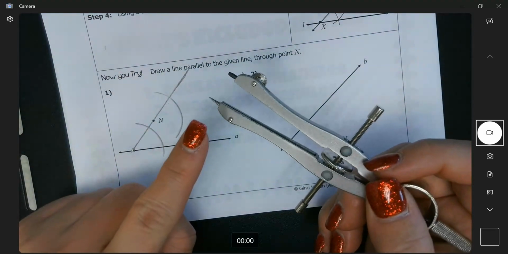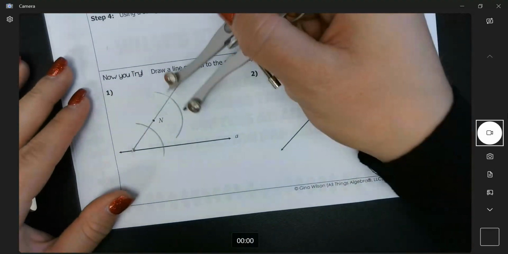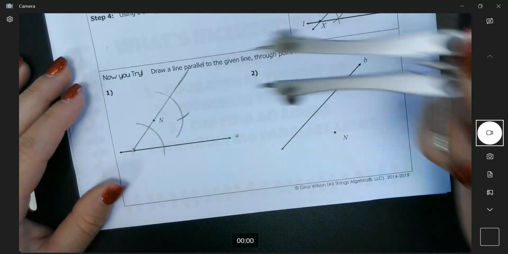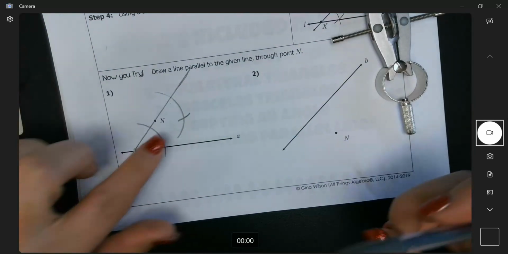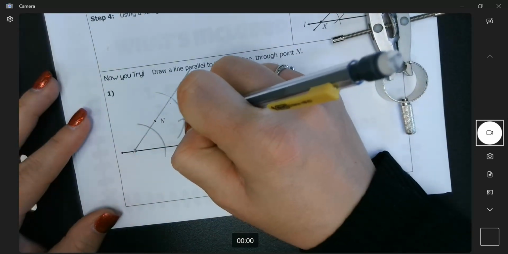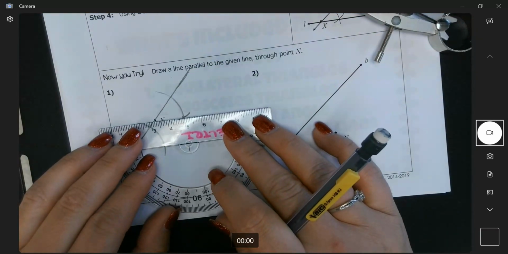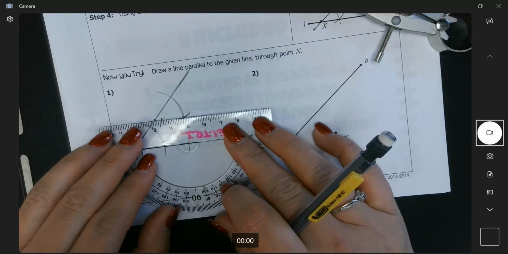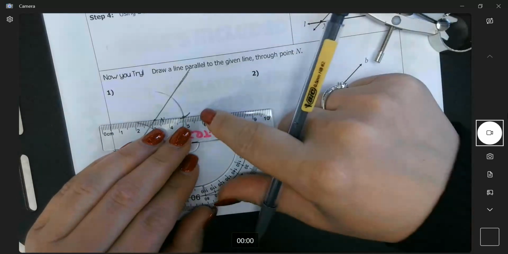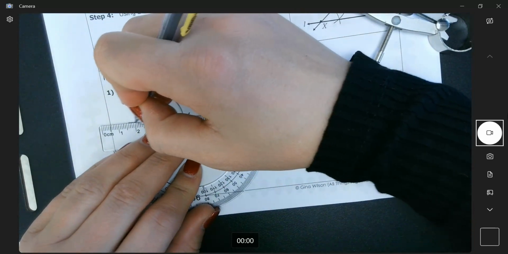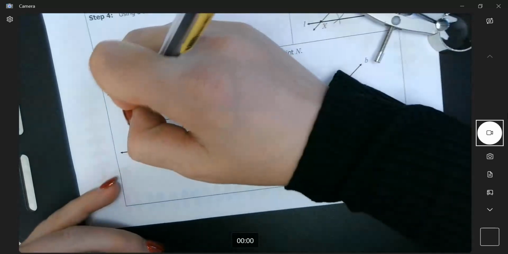And you're going to take the point of your compass and place it on this point here. So you might have to flip your compass around, but once you do that, you'll make another arc that crosses over the one you just drew. And where you see them intersect, make a point. And then you're just going to take your ruler and connect through that. And that's your parallel line.